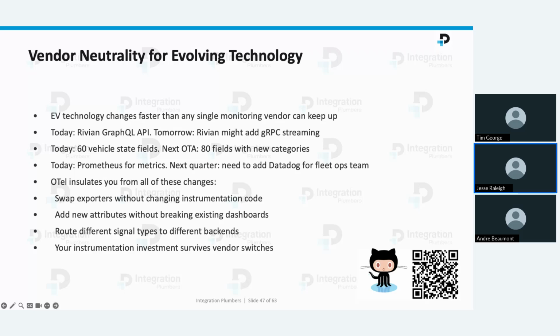You can swap exporters without changing your instrumentation code, add new attributes without breaking existing dashboards, and route different signal types to different backends. Your instrumentation investment survives vendor switches, which is critical when you're building infrastructure that needs to last for years.